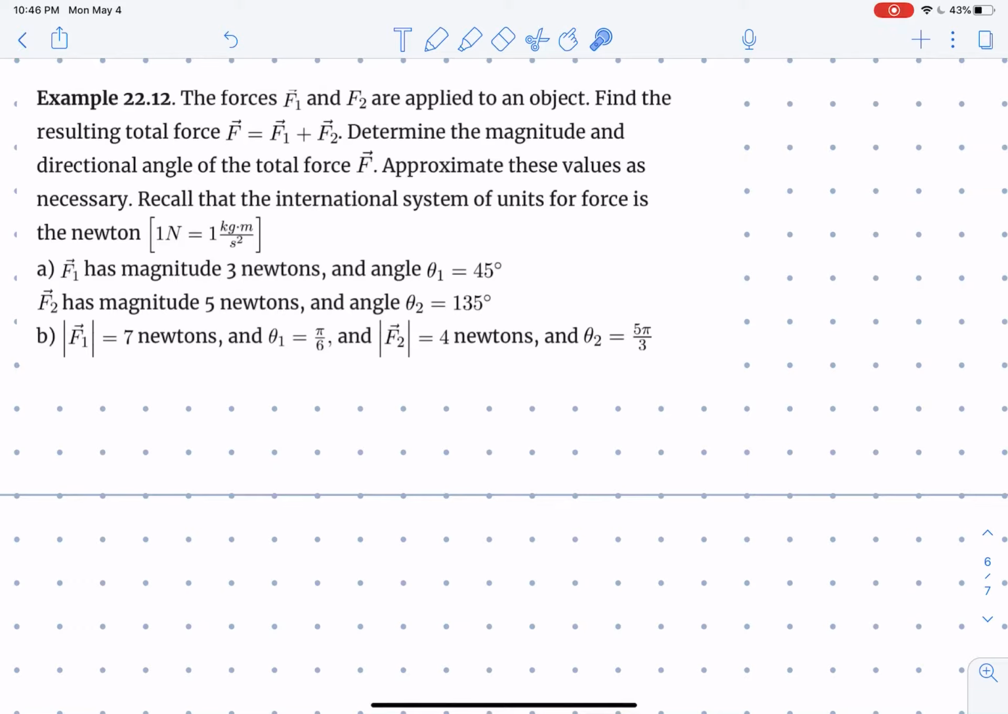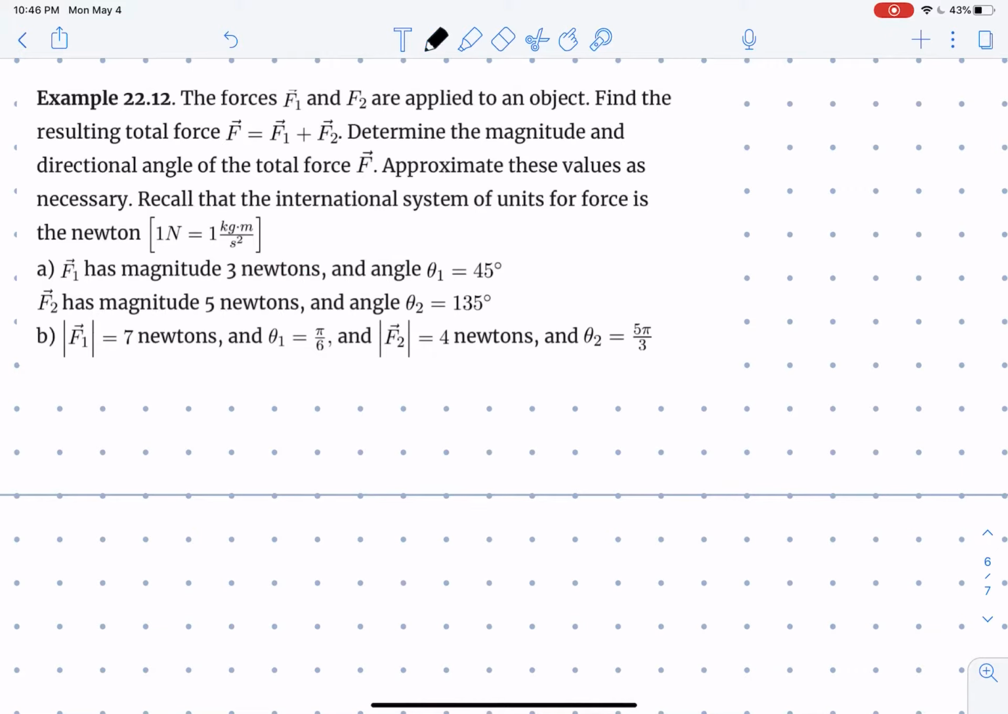And how do we measure force? Well, force is measured in something called newtons. The international system of units for force is the newton. What is a newton? Well, it's kilograms times meters per second squared. And it somehow measures, it's a little bit like the acceleration, but it's how much is accelerating per unit of weight. So this is the setup. And now let's look. There's two examples. A is F1 has a magnitude of 3 newtons and an angle of 45 degrees.